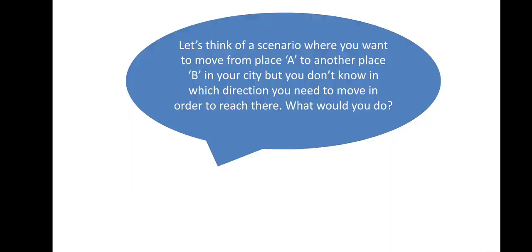Now, let us think of a scenario where you want to move from place A to another place B in your city, but you do not know in which direction you need to move in order to reach there. What would you do in that case? In such a scenario, you would look for a map of your city which helps you visualize the directions you need to travel in order to reach point B from point A. Thus, by following these directions, you can easily reach from one place to another.